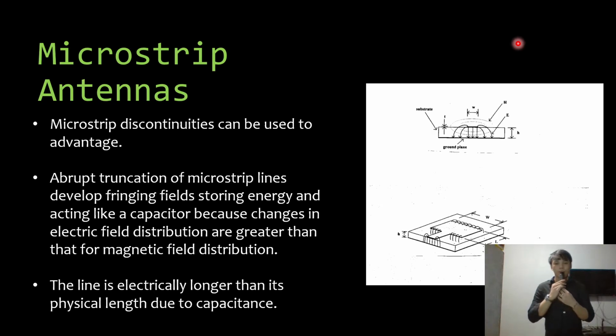So microstrip discontinuities can be used to advantage. Abrupt truncation of microstrip lines develops fringing fields storing energy and acting like a capacitor, because changes in electric field distribution are greater than that for magnetic field distribution. So the line is electrically longer than its physical length due to capacitance.